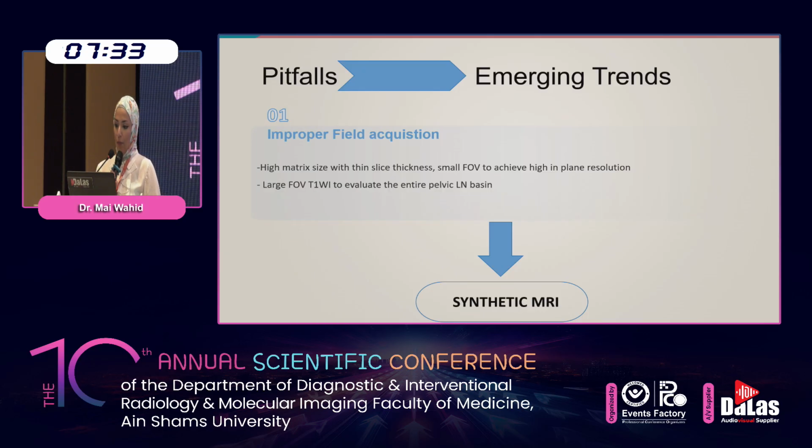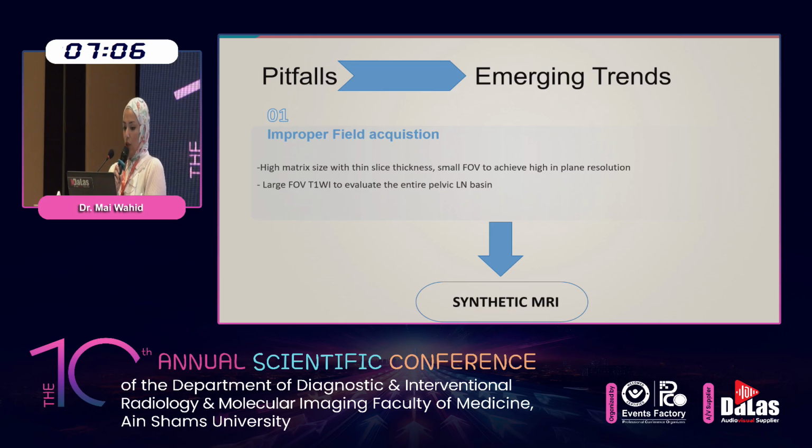So from here, we can talk about the pitfalls encountered in MR rectal imaging, which is considered the gold standard imaging, and the trends starting to emerge to overcome the current limitations or pitfalls. For example, we can have improper field acquisition. Conventionally, a high matrix size with thin slice thickness and small FOV is used to achieve high in-plane resolution, with a large FOV of T1 to evaluate the entire pelvic lymph node basin.